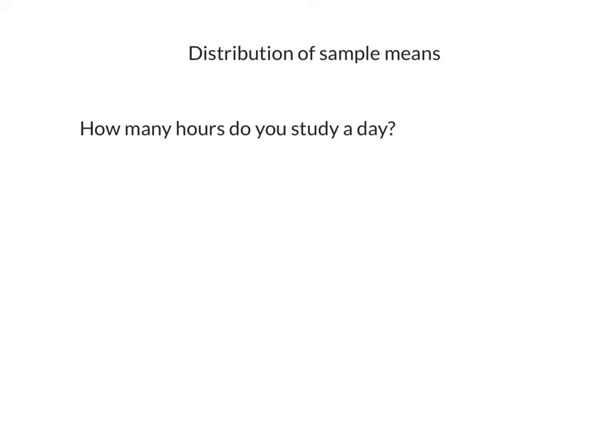All right, let's look at the distribution of sample means. First of all, let's say that we asked our class of 30 people, how many hours do you study a day? Okay, and we got our results, and we found that perhaps the mean of this population of students was equal to 2.7 hours a day. And we found our standard deviation here was equal to 1.2. This would just be an example of data that was collected.